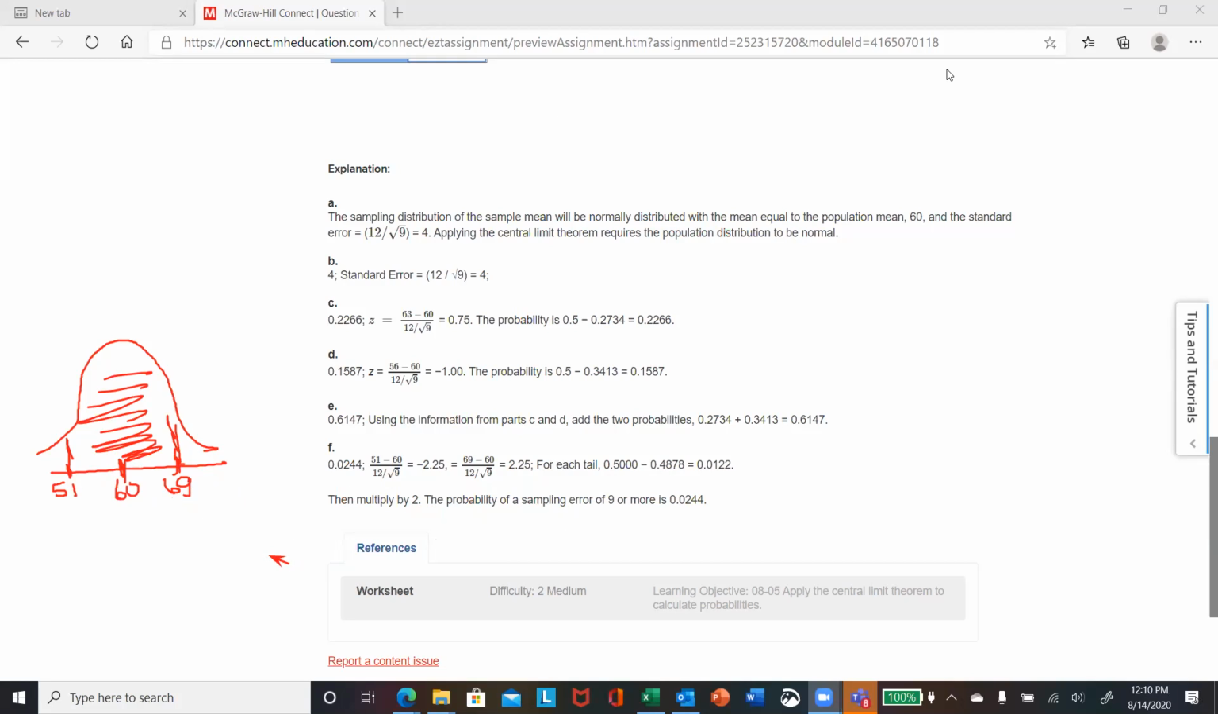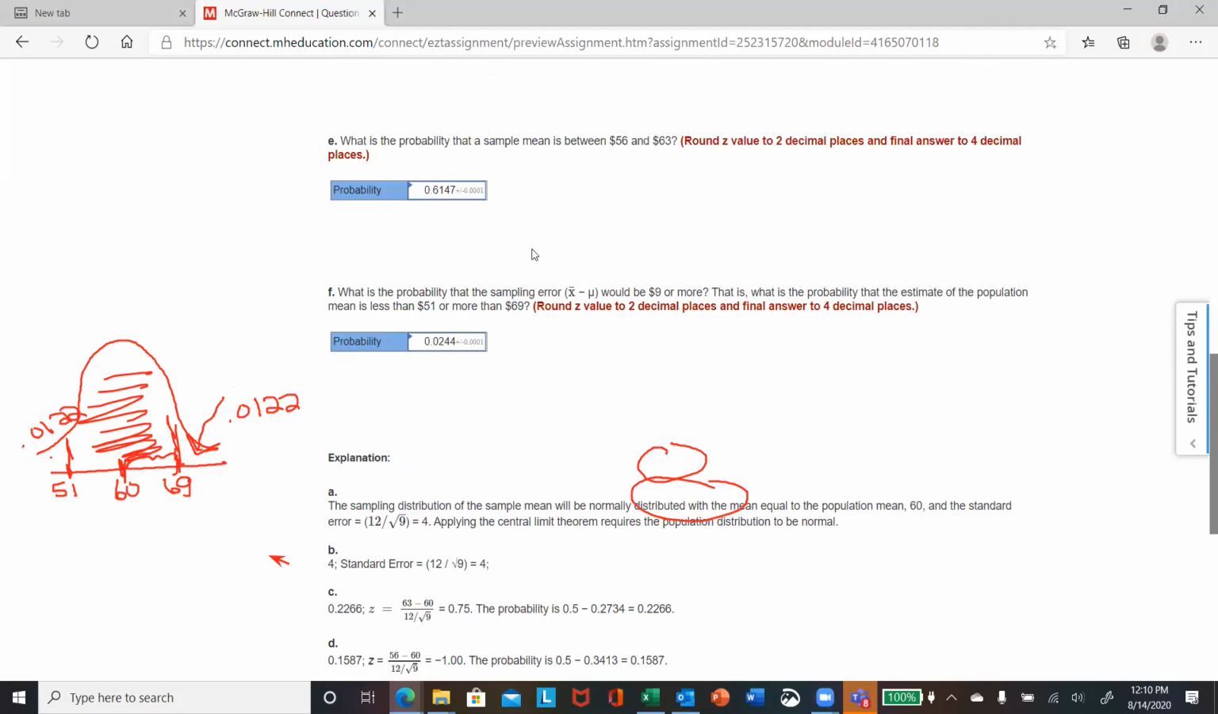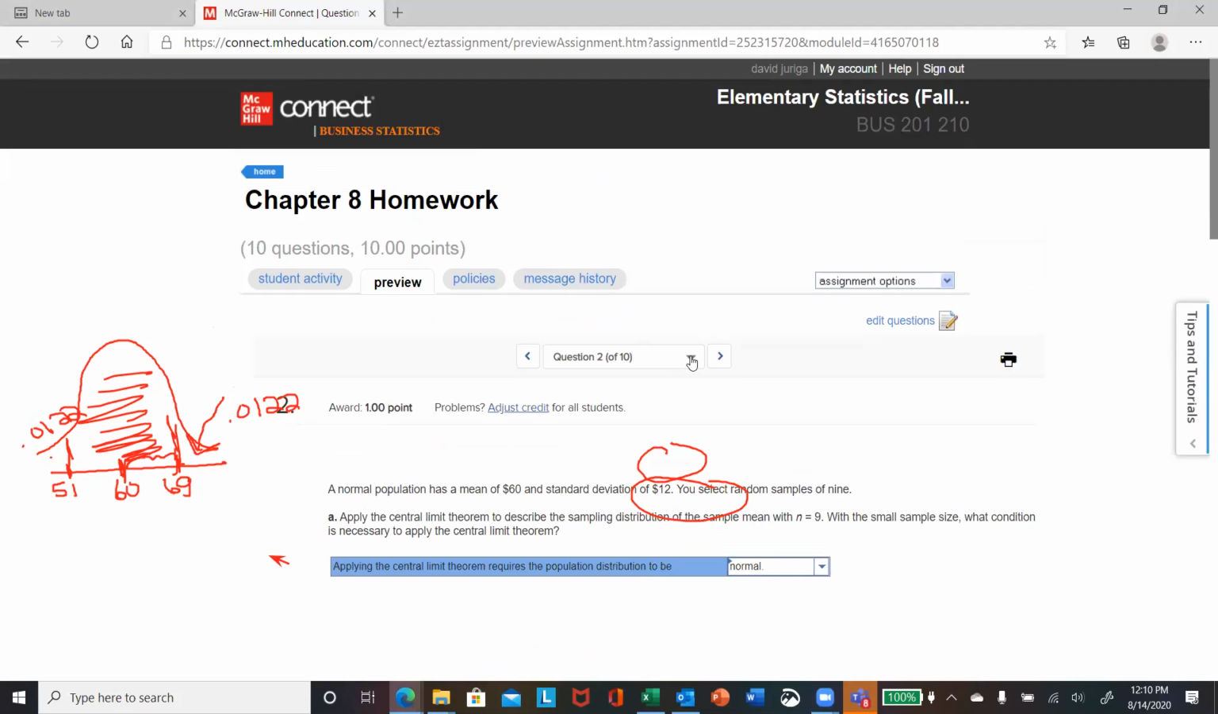So what that's simply telling you is this. Let me show you that. If you get 0.4878 in your table, that's from 60 to 69. So if you take 0.5 minus that, that gives you the tail, which in this case is 0.0122. Using symmetry, this tail is equal to this tail. Each of these tails is 0.0122. So you just add those together, or multiply that by 2, and that's where they're getting the 0.0244. I hope that makes sense. All right, so that is problem 2.